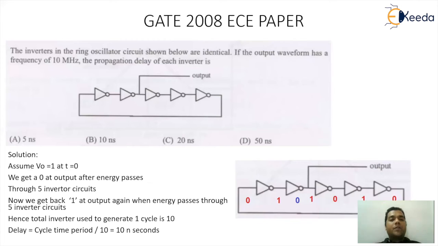I'll repeat what has happened in the question. If you start with the output as 1 at t equal to 0, we can get a 0 at the output after the energy passes through 5 inverter circuits. On similar lines, we will get 1 back at the output when the energy again passes through 5 inverter circuits. So overall, the total number of inverters utilized for getting one single wave or one cycle of the output is 10. That's the reason the propagation delay of each inverter will be the total cycle time period divided by the count of 10, which will give us 10 nanoseconds. So this is the answer.